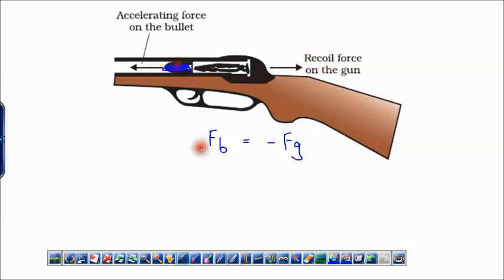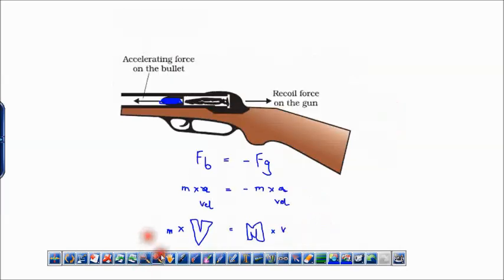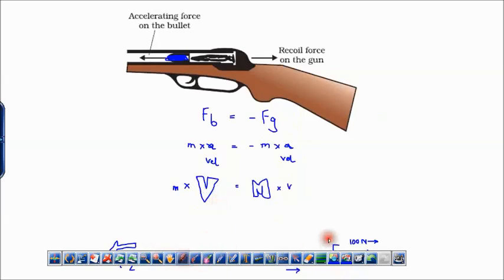But force on the bullet is made up of its mass into acceleration, and force on the gun is made up of its mass into acceleration. And acceleration gives velocity. Now the mass of the bullet is small, therefore it gets more velocity, but the mass of the gun is big, therefore it gets less velocity. But overall, if you see what remains the same, the forces are the same and the momentum is the same.